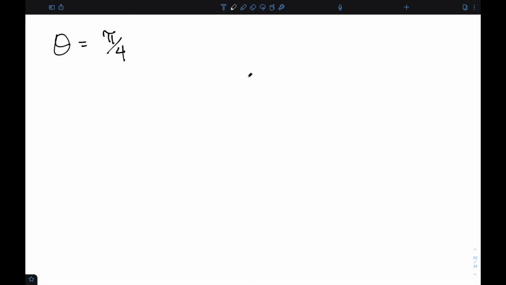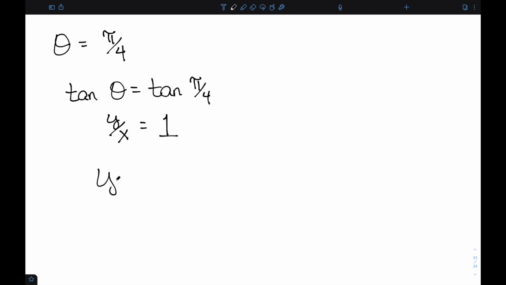If I look at the equation theta equals pi over 4, I'm going to take the tangent of both sides to have that tangent of theta is equal to tangent of pi over 4. We know that tangent of pi over 4 is equal to 1, and tangent of theta is by definition y over x. Multiplying both sides by x gives me that the equation is y equals x.